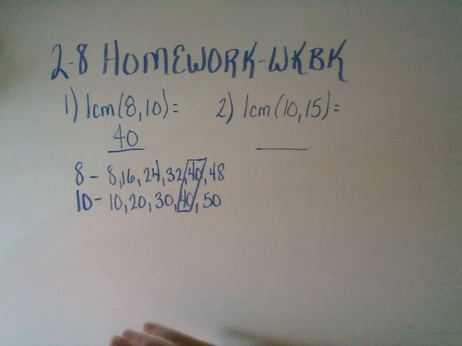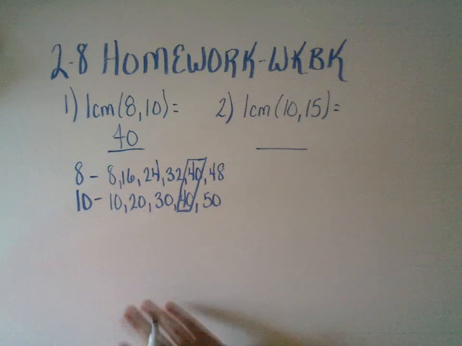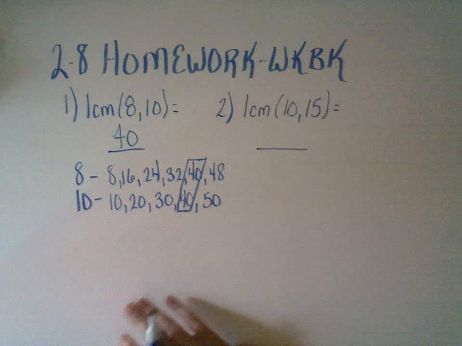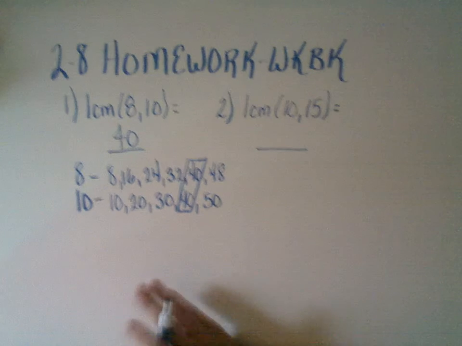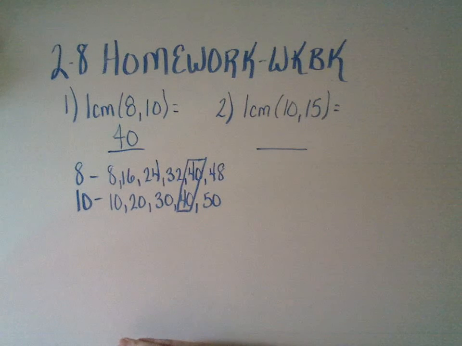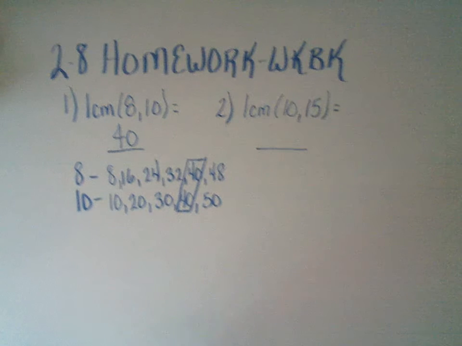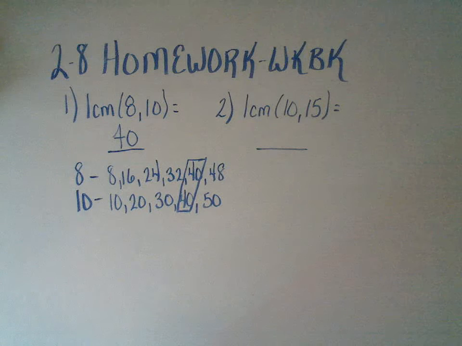I want you to note that I'm pointing out the least part, because there are other numbers that will end up being on both of the lists. 80, for instance, is the next number that's going to pop up on both of these lists, but that's not the smallest number on both lists. So while 80 is a common multiple, or just a multiple even, it's not the least common multiple. And that's what we're talking about here, and that's why we're answering with 40.